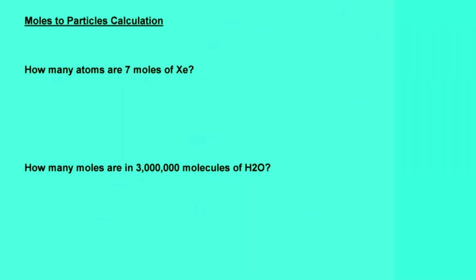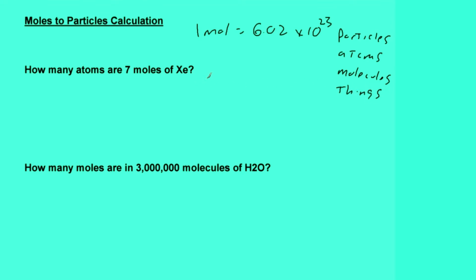Let's do the same thing, but this time with number of particles. So remember that 1 mole equals 6.02 times 10 to the 23 particles. Atoms, molecules, whatever we are talking about. Doesn't matter. Okay, so let's do the same thing we just did. Let's start with a number, 7 moles. I'm going to put it over 1. Now, moles here. What's going to go down here? Moles. 1 mole.